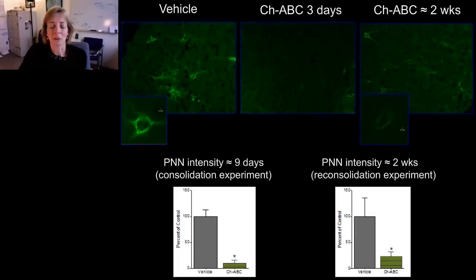And then this is a quantification of that. So 9 days later and about 2 weeks later, we still see that the intensity of the nets has not been restored to normal. And we believe that the intensity of the net matters, and I'll be alluding to that. We're talking about that in a few minutes.